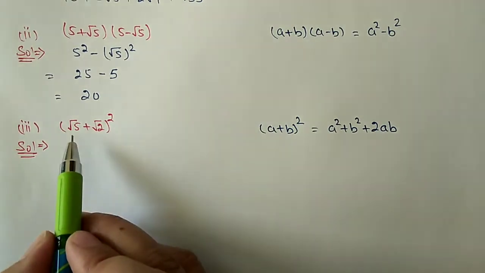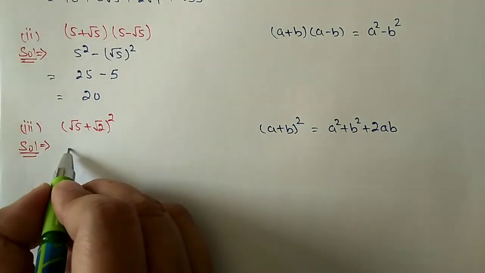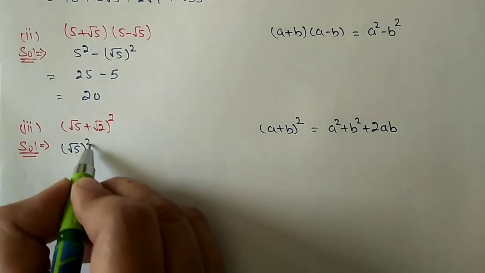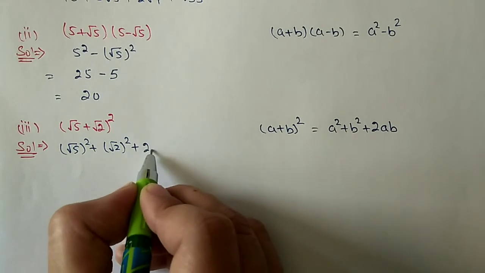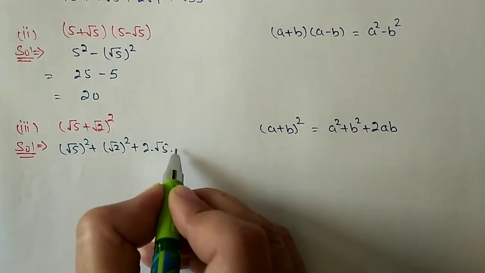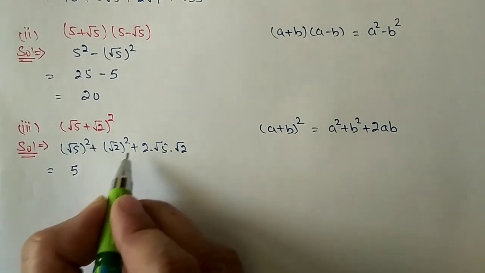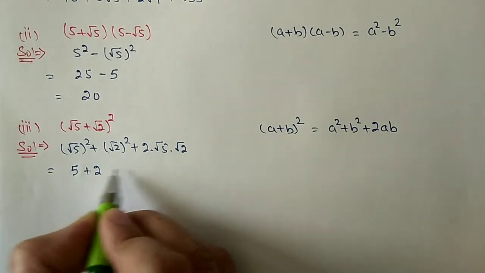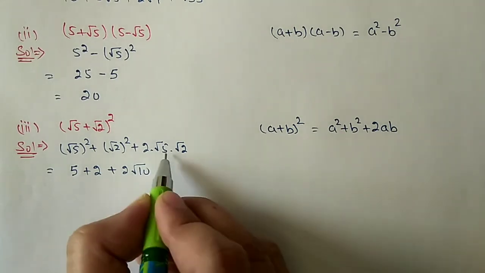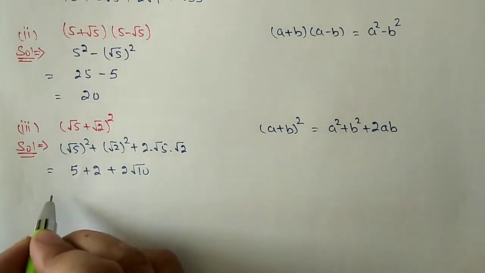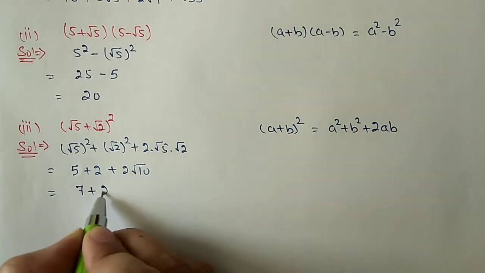So in place of a we have √5, in place of b we have √2. So we can write it as (√5) square plus (√2) square plus 2 into √5 into √2. So (√5) square is equal to 5, (√2) square is equal to 2, and this we can write as 2√10, because 5 into 2 will become √10. So 5 plus 2 we can write as 7 plus 2√10.